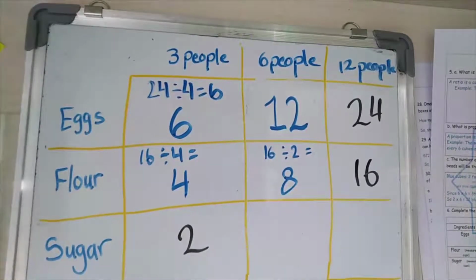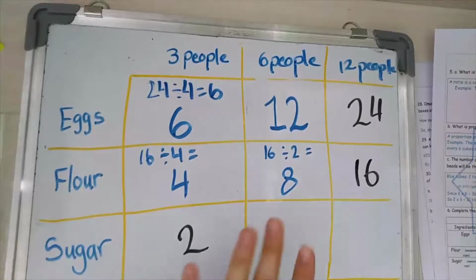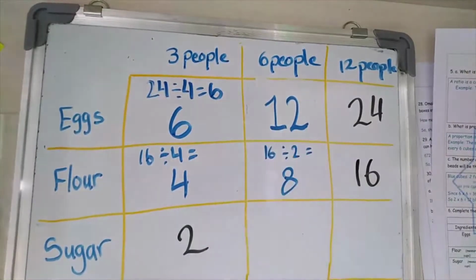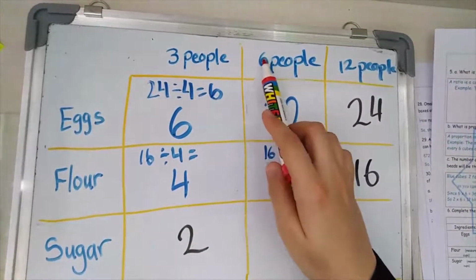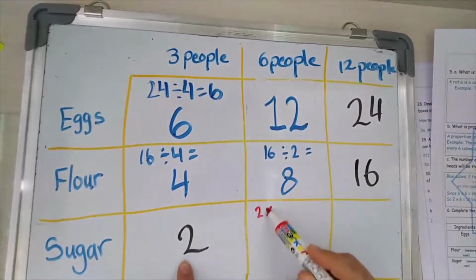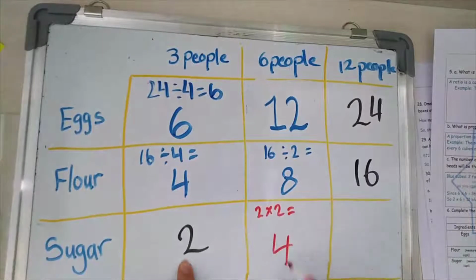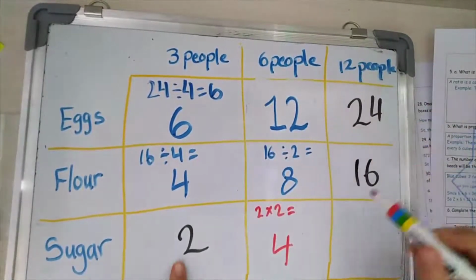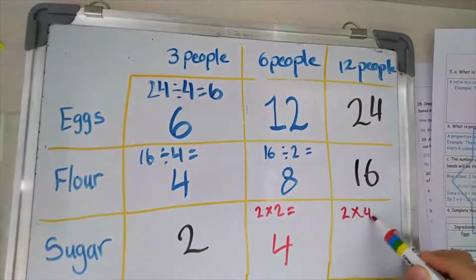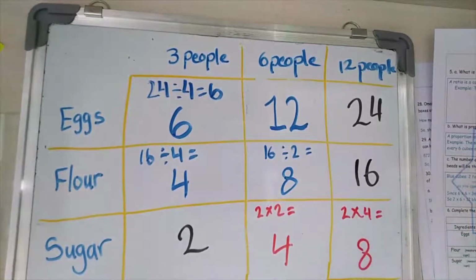Now over here we've got things the other way around. I've got the smallest number of people given 2 cups of sugar. You need to figure out the number for 6 people and 12 people. So obviously the 3 was multiplied by 2 to get 6. So I'll multiply this by 2 to get 4. And 3 was multiplied by 4 to become 12. So I will multiply this by 4 to get 8.